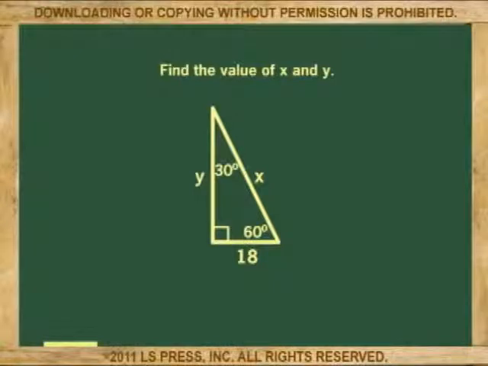Another example. Find the value of x and y. If the short leg of a 30-60-90 triangle is 18, then the hypotenuse x is double 18, or 36, and y is the value of the short leg 18 times the square root of 3. Using 1.732 for the square root of 3, 18 times 1.732 is 31.2. Y is 31.2 and x is 36.